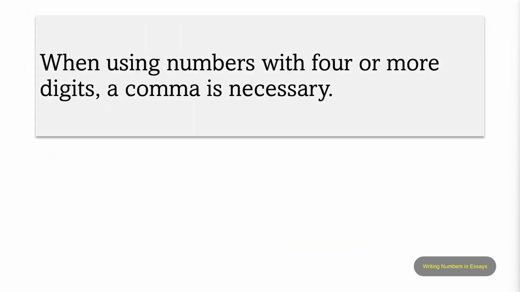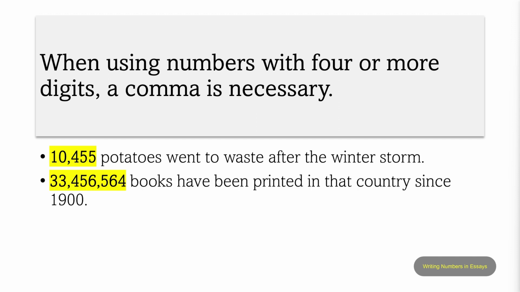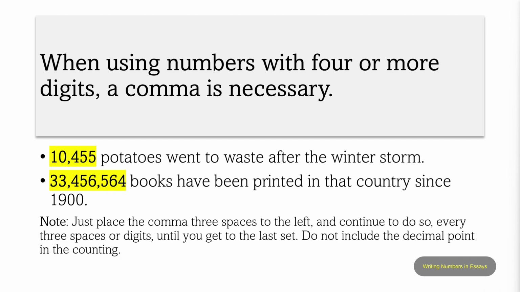When using numbers with 4 or more digits, a comma is necessary. 10,455 potatoes went to waste after the winter storm. 33,456,564 books have been printed in that country since 1900. Note: just place the comma 3 spaces to the left and continue to do so every 3 spaces or digits until you get to the last set. Do not include the decimal point in the counting.